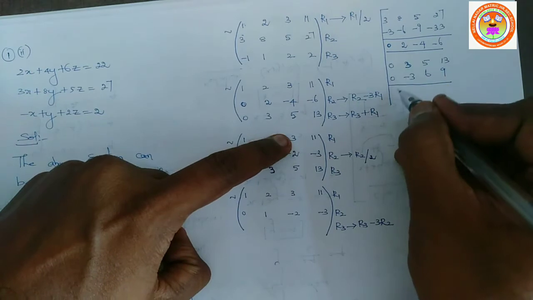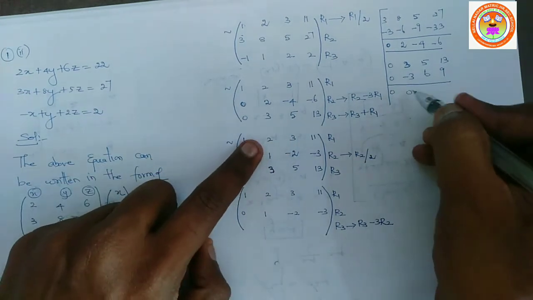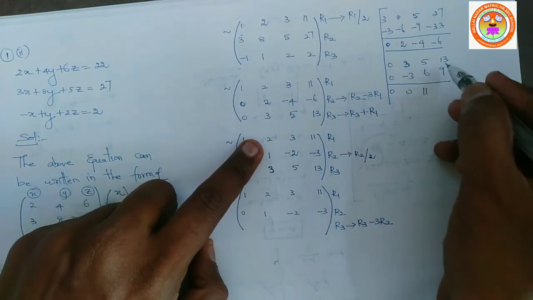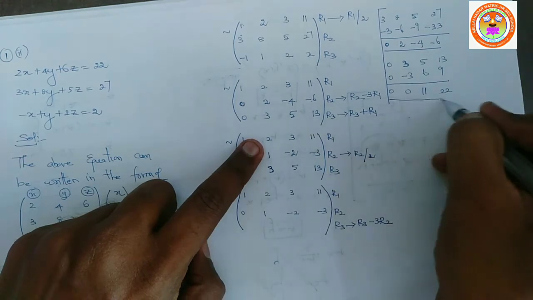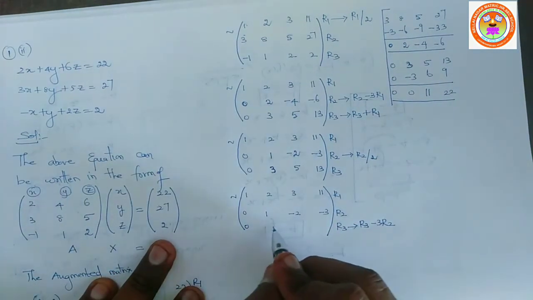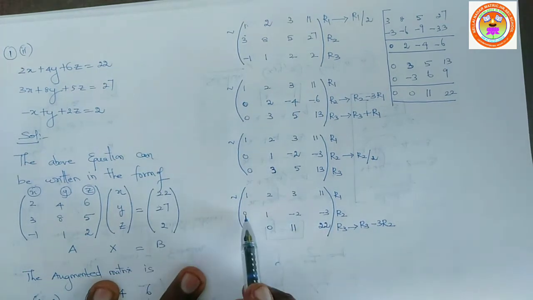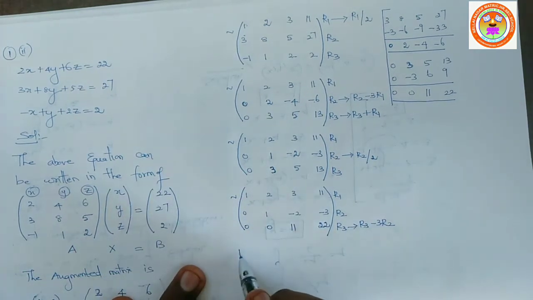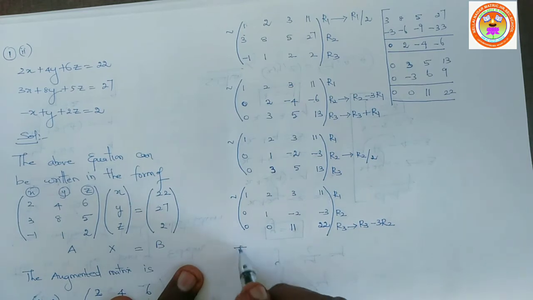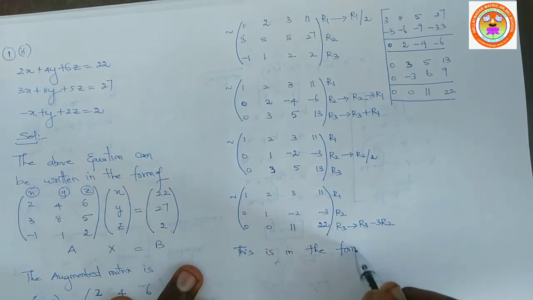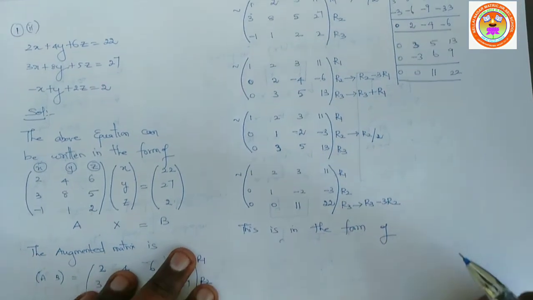So what is the answer? 0 plus 0, 0. 3 minus 3, 0. 5 plus 6, 11. 13 plus 9 is nothing but 22. 0, 0, 11 and 22. So we have got an echelon form. Therefore, the above matrix is in the form of echelon.